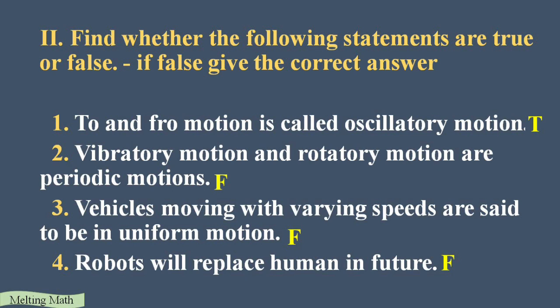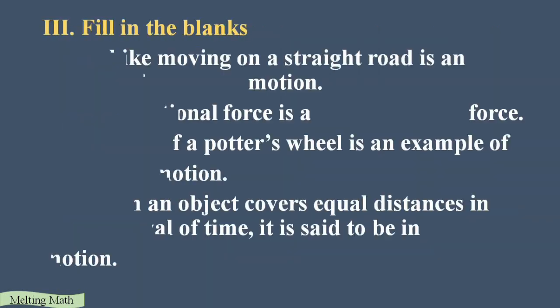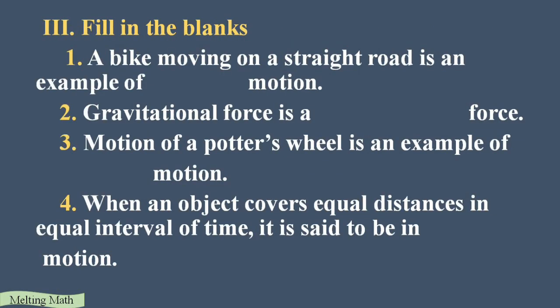Option 3, fill in the blanks. First one, a bike moving on a straight road is an example of dash motion. This and all also we discussed in the previous video. If you didn't watch the previous video, just watch it, then only you will answer it in a very quick manner. Okay, let's see the first one. Bike moving on a straight road. We already discussed, if a bike is moving on a straight road, it's always called a linear motion. So the answer is linear motion.